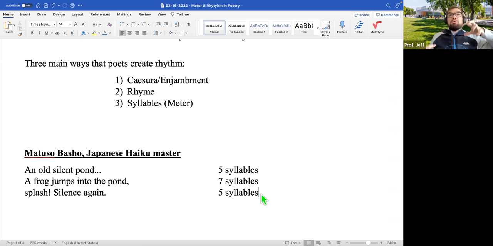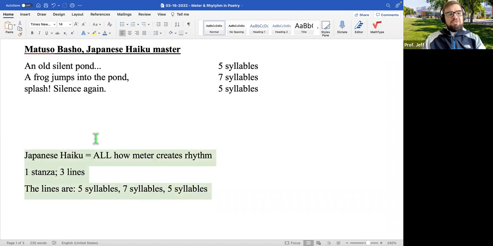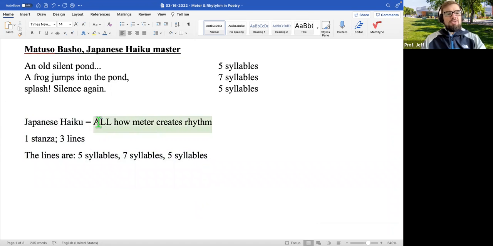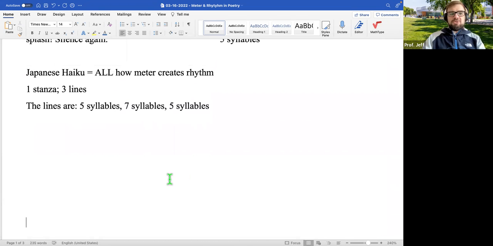And there's one really important thing that we need to be aware of in English poetry. It's not just the number of syllables, but that can be very important. Here's my summary of what I just said: Japanese haiku is all about how the meter creates the rhythm. One stanza, three lines, and it's all about syllables. 5, 7, 5. The other thing you need to consider is syllables, meter, and stress.